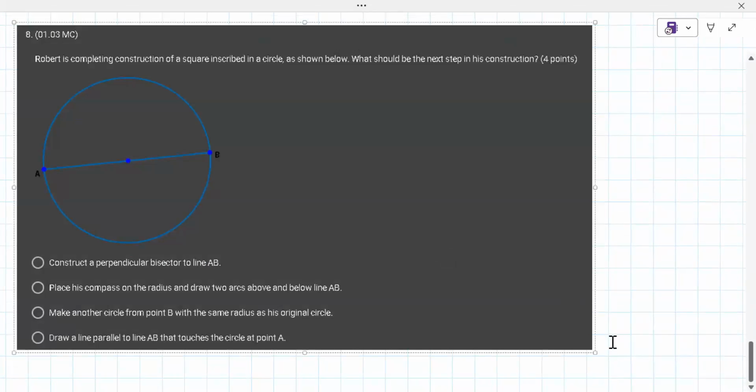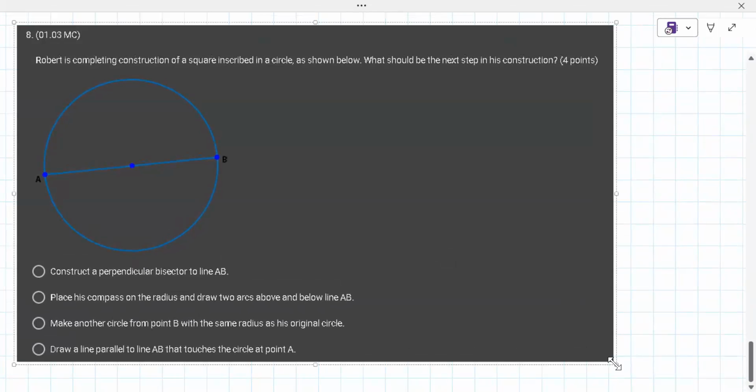Robert is completing a construction of a square inscribed inside a circle as shown below. What should be the next step in his construction? Let me draw the square and maybe that will help to explain what to do next. I don't know, maybe that will help here. Or maybe you can eliminate some.